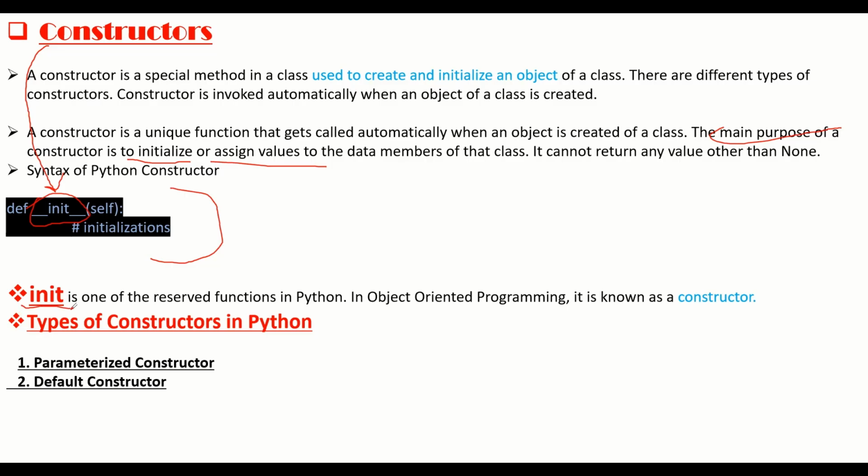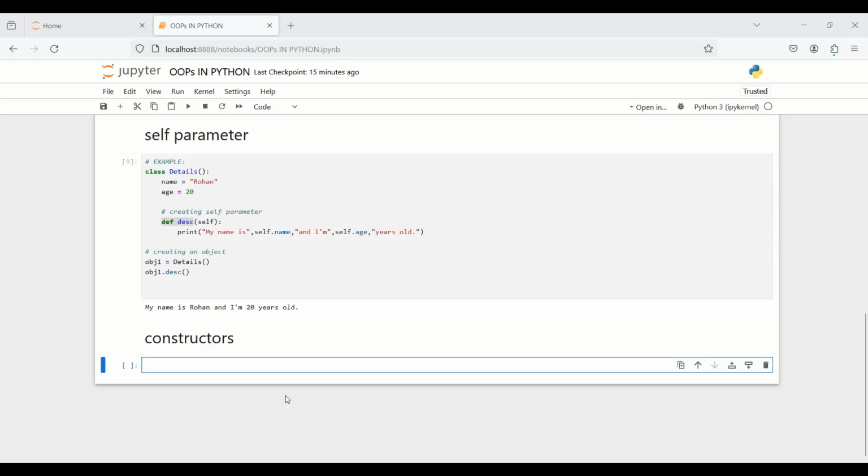So what is this init? This init is one of the reserved functions in Python. In object-oriented programming, it is known as the constructor. There are two types of constructors in Python. The first one is the parameterized constructor, and the second one is the default constructor. So just open your Jupyter notebook and start coding.